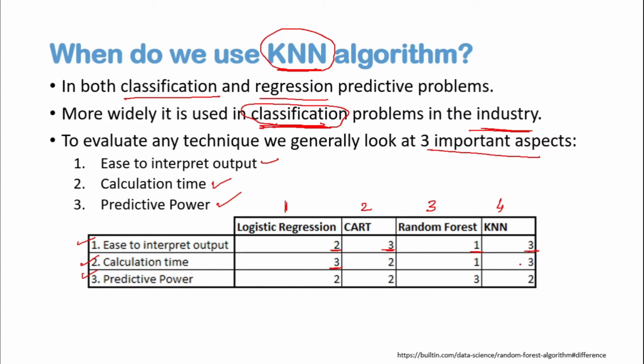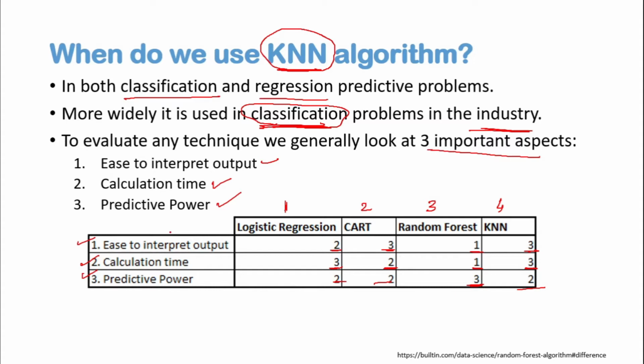The highest are CART and KNN, the next is logistic regression, and the next is random forest. Calculation time is highest for logistic regression and KNN, the next highest is CART, and the least is random forest. Predictive power goes to random forest, and the rest are the same.